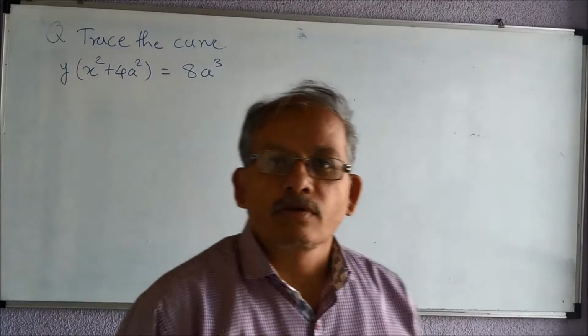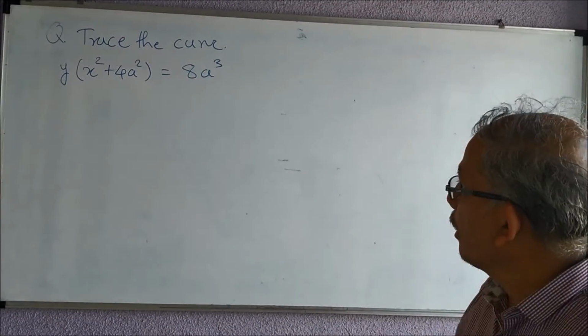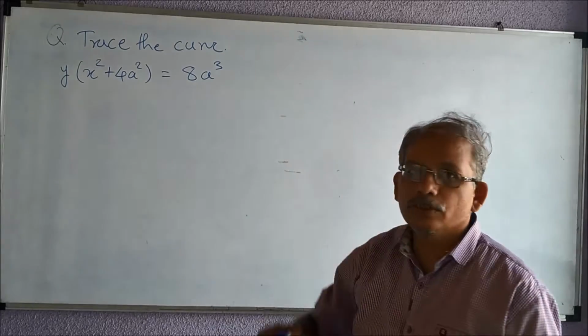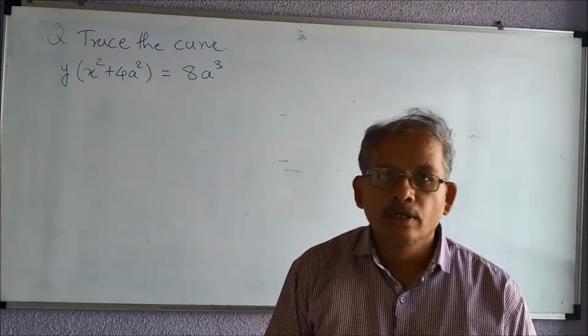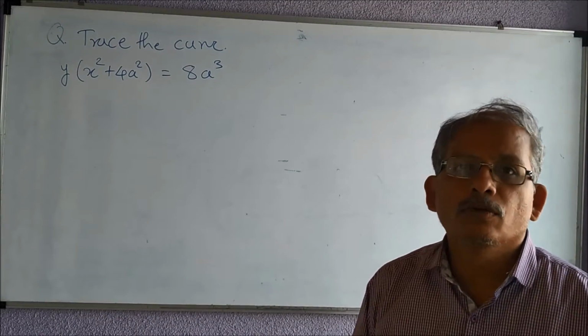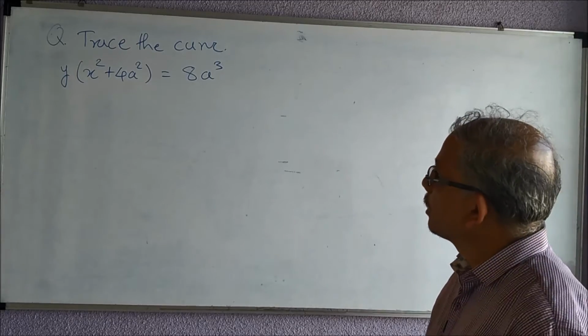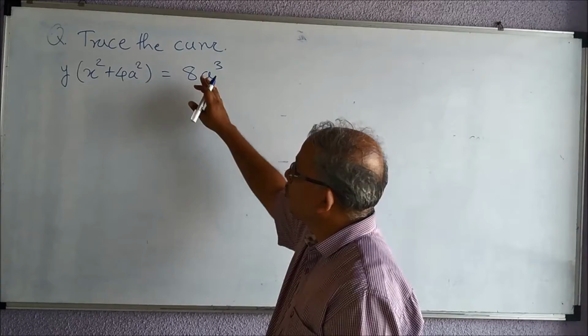Hello friends. Now let us take one example of Curve Tracing. Here I have written one example. This equation is in Cartesian form, as you see that x and y are involved. Now a is any constant, and usually they mention what kind of constant this is. Here they have mentioned that a is a positive constant. So the value of a is positive.